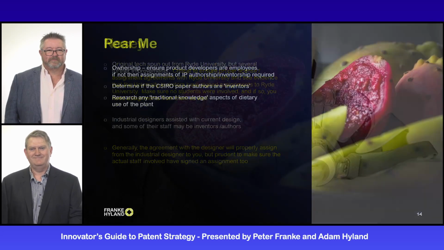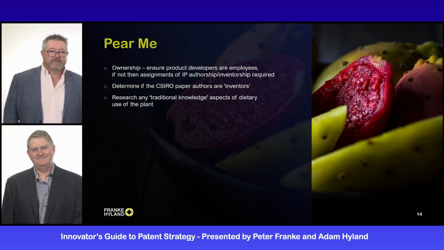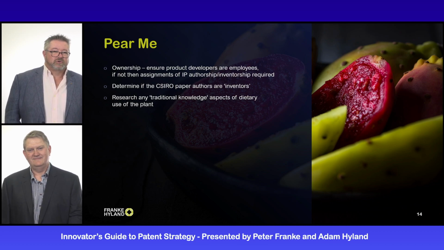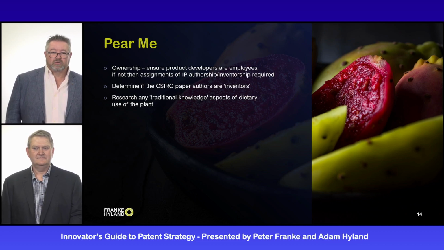Back to you, Adam. Okay. So for the PME product, what we need to do is to make sure that those product developers who created the product in-house are actually employees. And if not, then we need to make sure that we get assignments of their authorship or inventorship directly to the company. Also, because I mentioned that it was inspired by a CSIRO paper, we need to look into that and to see to what extent the authors of that paper and the suggestions they made in that paper could see them considered as potential inventors.